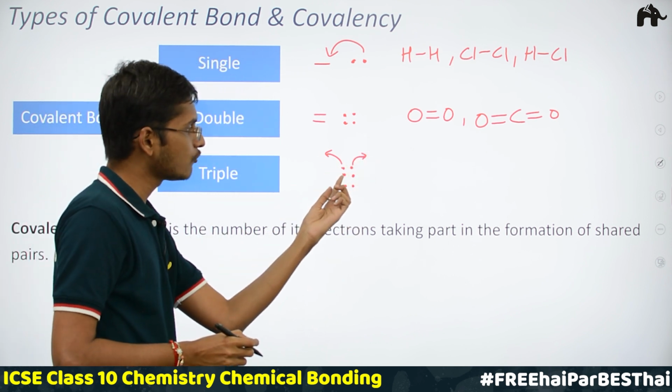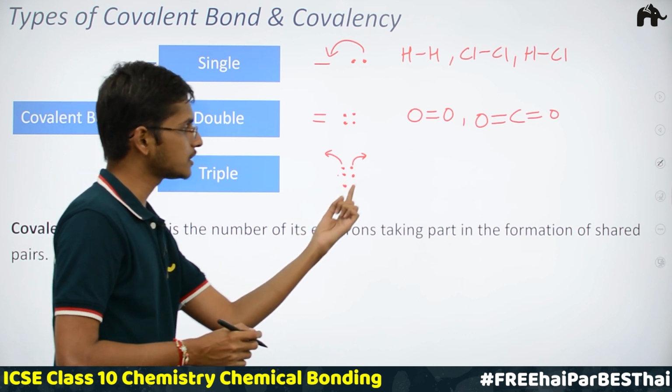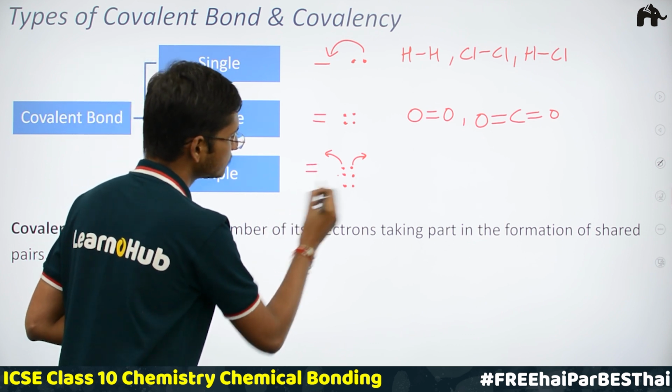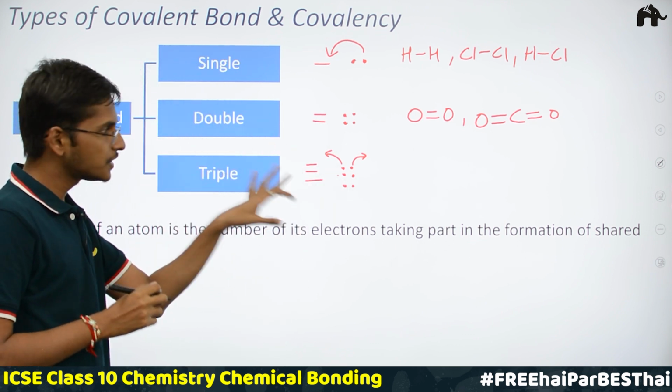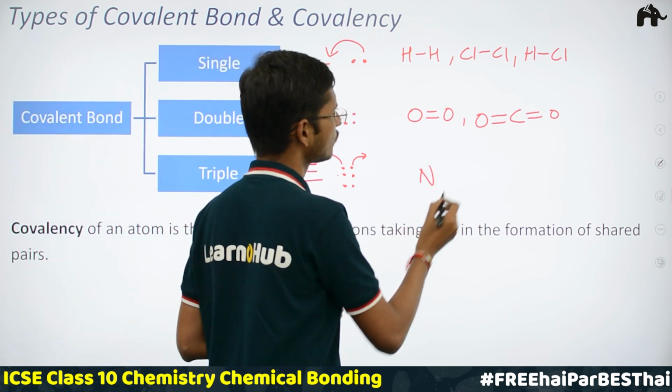Same goes with this one. This electron is contributed by one atom, this electron by another atom, this electron by one atom, this electron by another atom. So this is called mutual sharing. I have already told you, right? Now we would represent it with the help of three lines. Triple covalent bond. Now which molecules have this triple covalent bond?